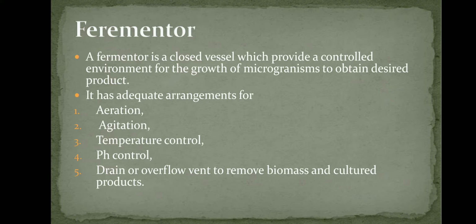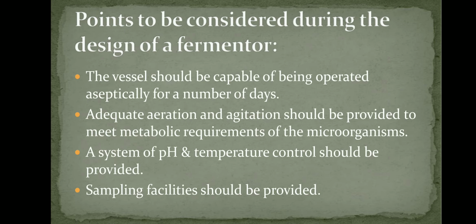A fermenter should be able to efficiently produce cell biomass, a metabolite or a bioconversion product. Most fermenters are designed to maintain high biomass concentrations, which are essential for many fermentation processes. Whenever we are designing a fermenter, it has to provide adequate arrangement for aeration and agitation. There should be a temperature control system and a pH control system. There should be a drain system or an overflow vent system to remove the biomass or the cultured products. These are the points we have to keep in mind while designing the fermenter.